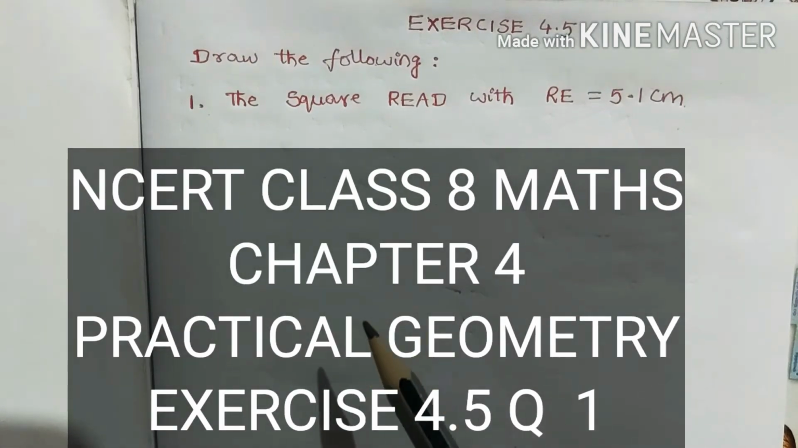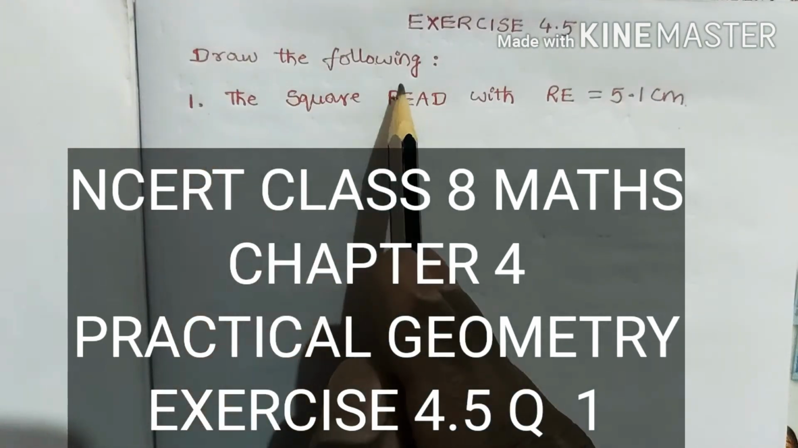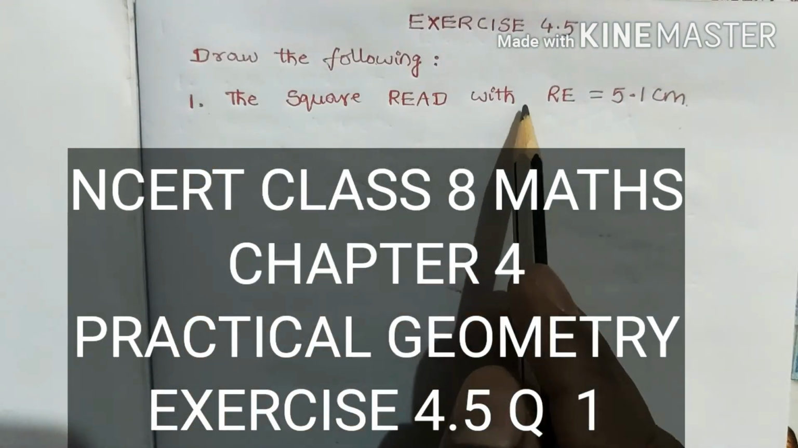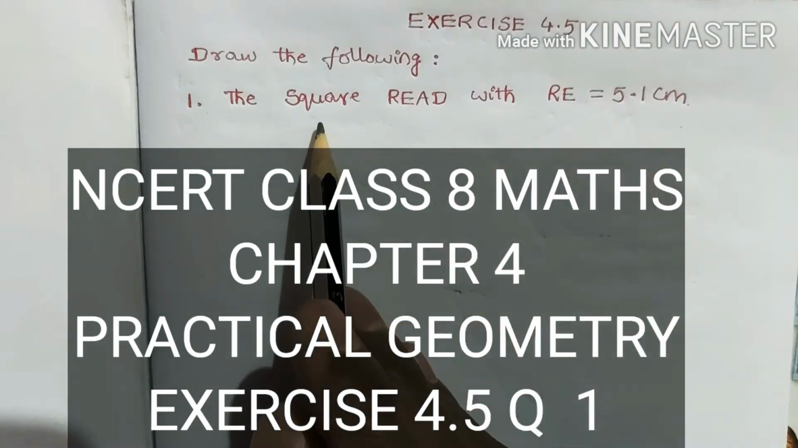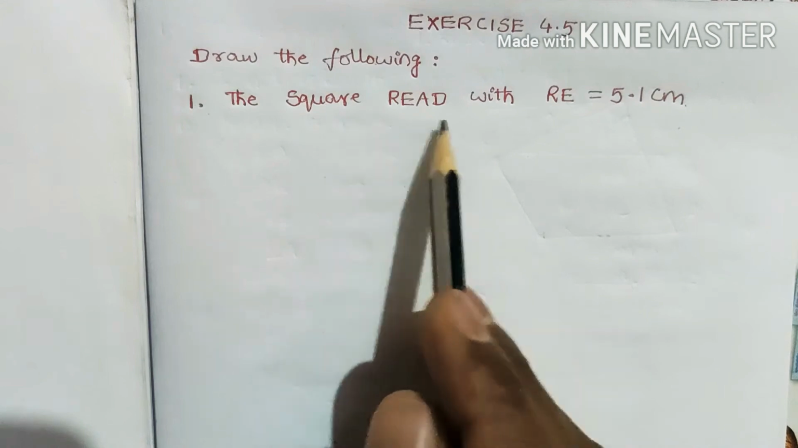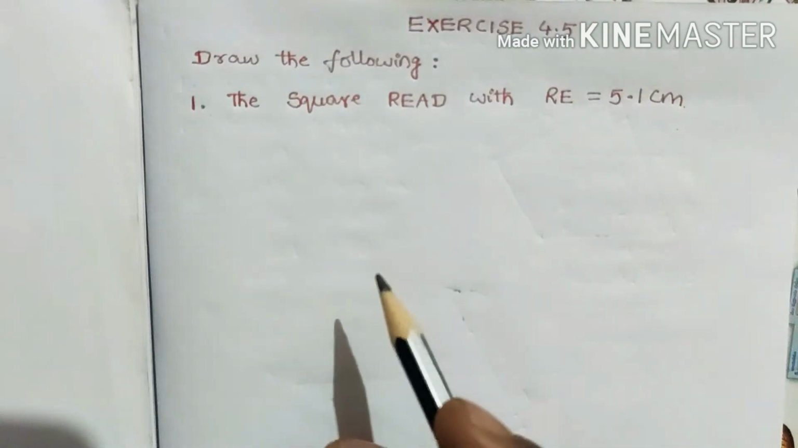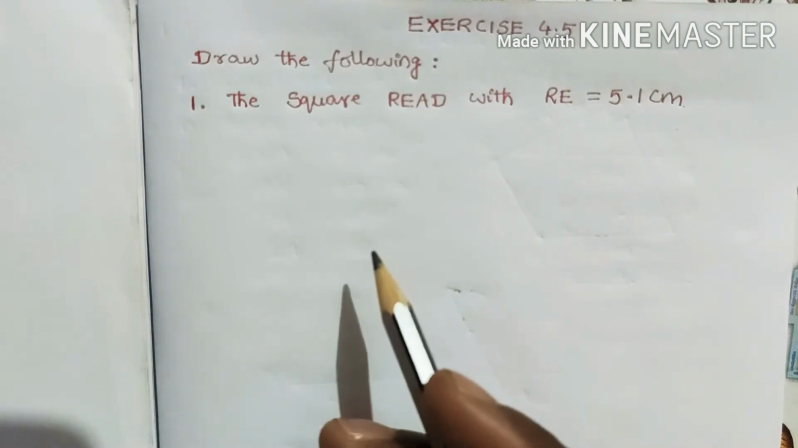In this video, you are going to learn exercise number 4.5. First question, draw the following. The square READ with RE length is 5.1 centimeter. Here, to construct any square, only one independent measurement is required. This one you know very well. By using this concept only, we are going to construct a square.